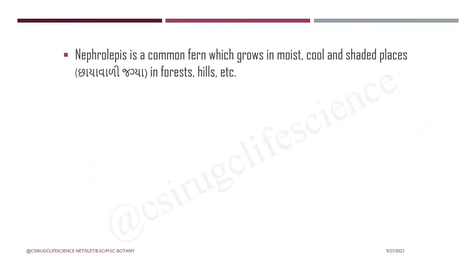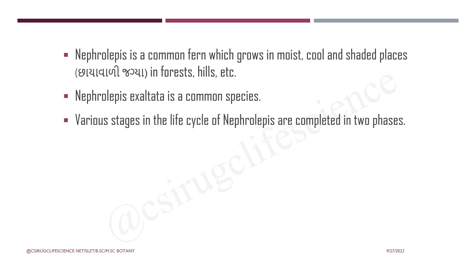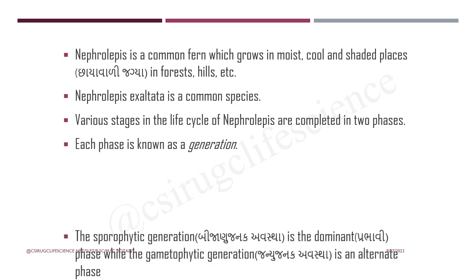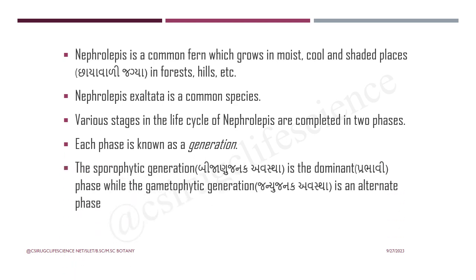Nephrolepis is a common fern which grows in moist, cool and shady places in forests, hills, etc. Nephrolepis exaltata is a common species. Various stages in the life cycle of Nephrolepis are completed in 2 phases. Each phase is known as a generation. The sporophytic generation is the dominant, while the gametophytic generation is an alternate phase.